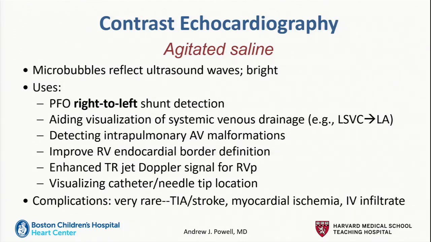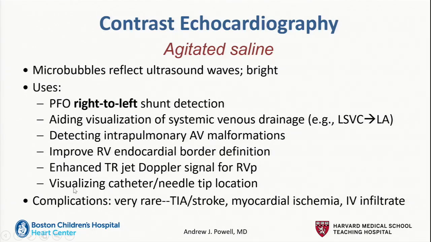Another use of contrast is you give your bolus of contrast and it puts this bright signal into the right ventricle, and that can sometimes help you visualize the borders of the right ventricle and see wall motion better through that technique. And in a related application, it also makes the TR jet signal brighter, because the blood that's being sent backwards has these bubbles in it, which just gives it a stronger signal.